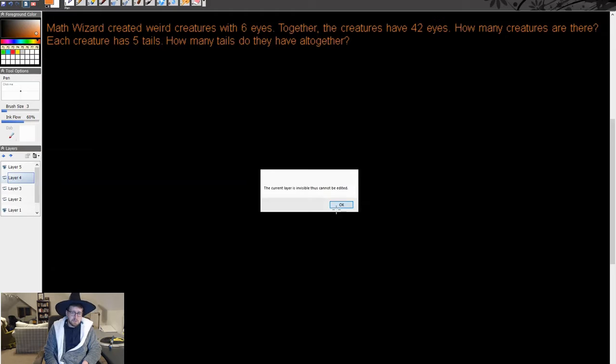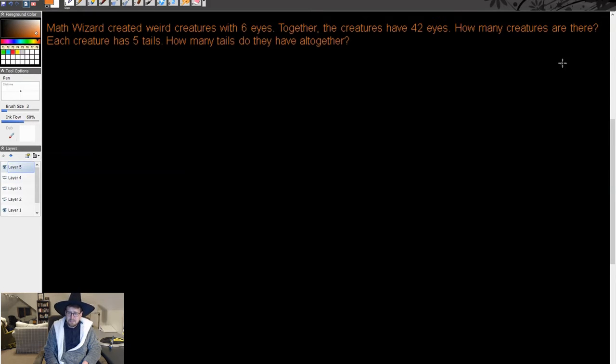So, multiplication, division here, a little bit of both. Which one are we going to be doing first? So I can kind of tell here that we have a nice break in the problem. Each creature has 5 tails. We've now started talking about something else from the beginning. Each with 6 eyes and together. Together is a nice clue word here too.